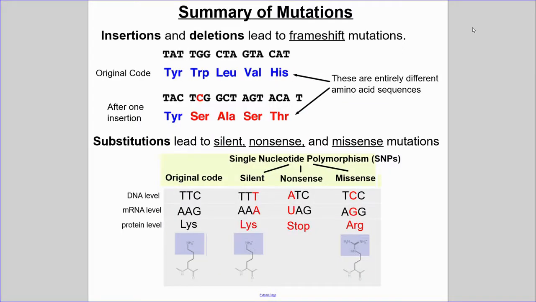Alright, so here's a summary of those mutations. These insertions and deletions would lead to a frameshift mutation. The substitutions can lead to silent, nonsense, and missense mutations. I'll print this out for you guys and you can glue it into your notebook.